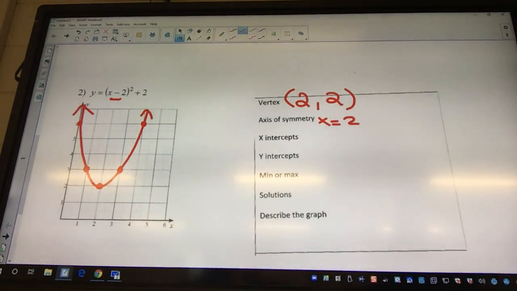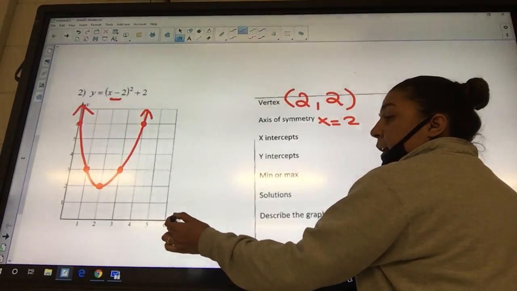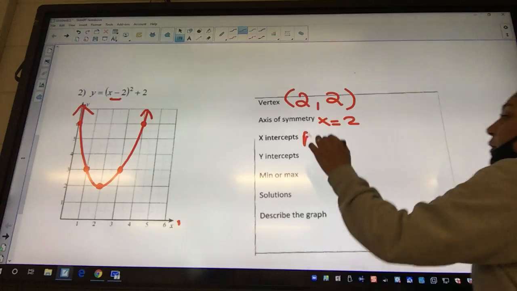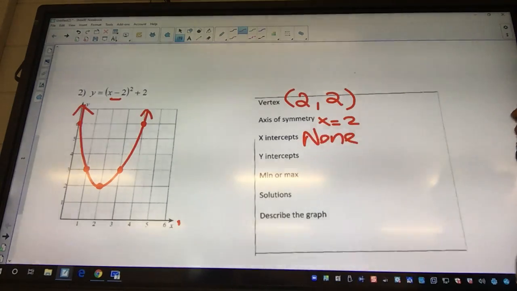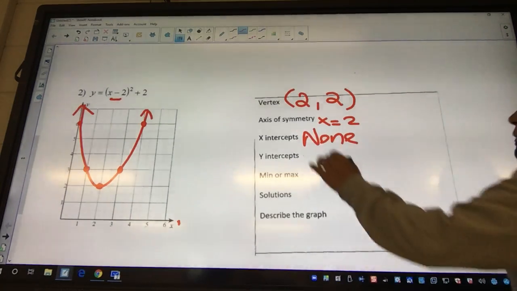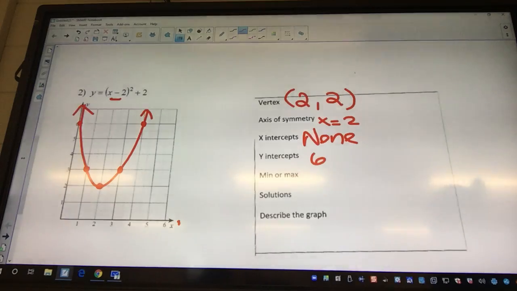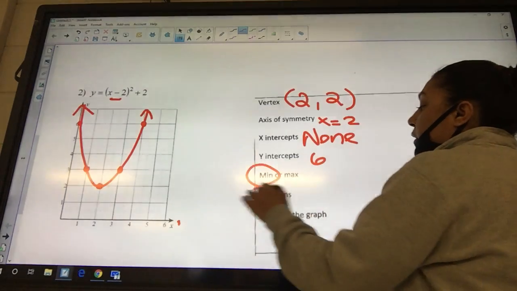Now the x-intercepts? None. Okay, here's the x line, and it's not touching anywhere, so it's going to be none. Y-intercept? 6. A min or a max? Min. Solutions? None.